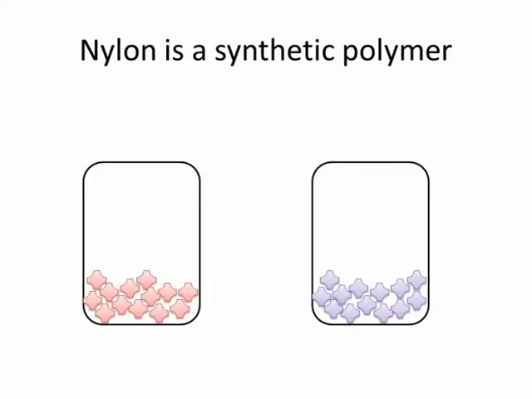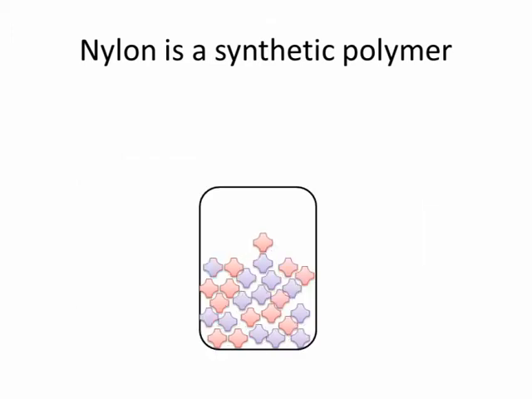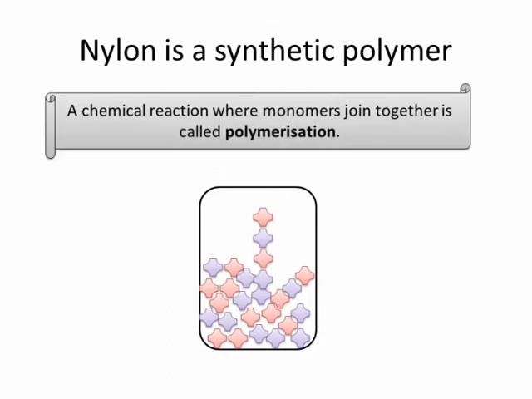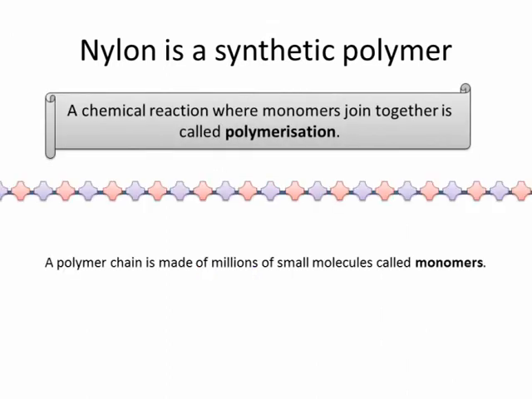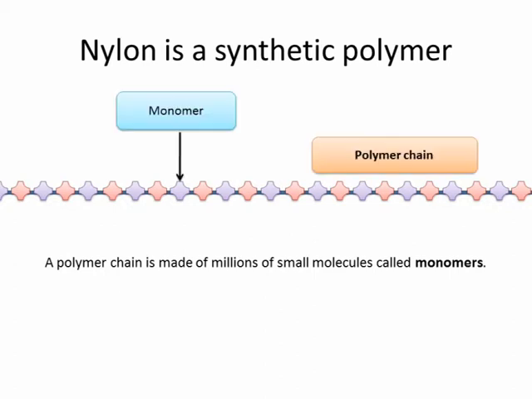So, molecules are small groups of atoms. If they can join together to make a chain, we can call them monomers. Millions of monomers join together to make a polymer chain, and this type of reaction is called polymerisation.